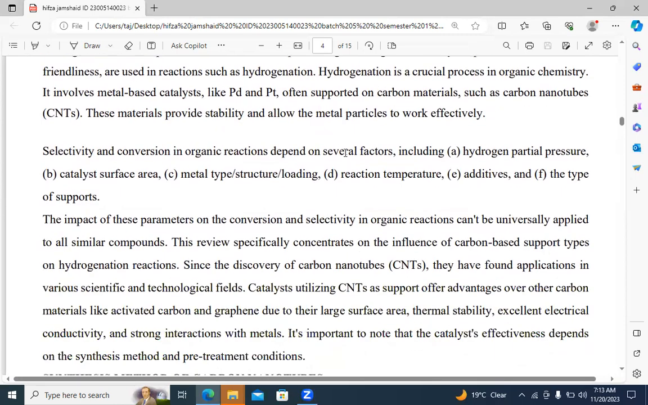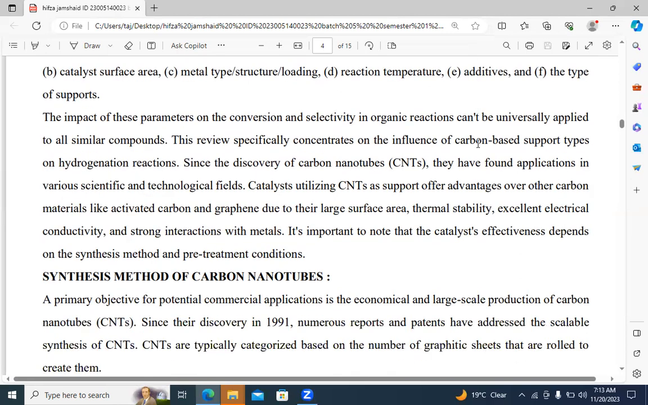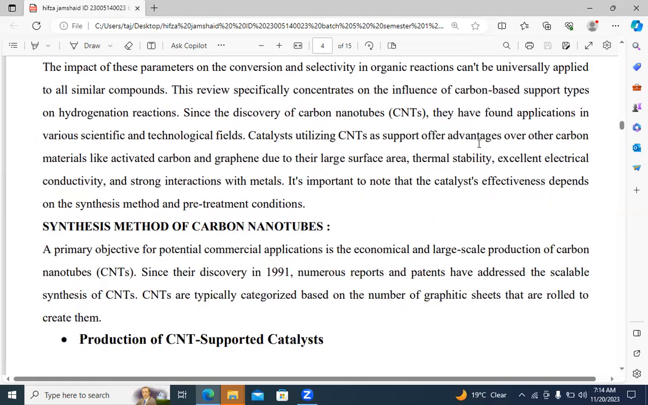Because of their stability, and also when they combine with metal particles, they work effectively. It depends on several factors, for example the hydrogen partial pressure, the catalyst surface area, which type of metal is present, what metal structure it has, and the temperature of the reaction. But these parameters are specific to different compounds; they are not universally applied to all compounds.